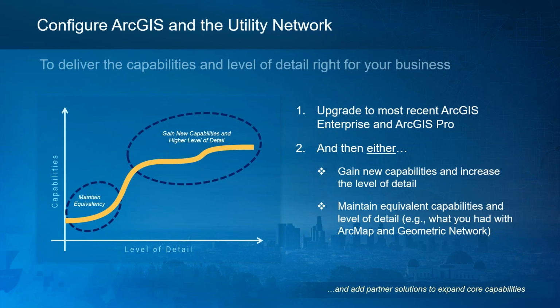And then either gain new capabilities and increase the level of detail, like what we've shown, or it's possible just to maintain the equivalent capabilities and level of detail that you had with the geometric network and ArcMap, and just take advantage of some of the additional capabilities of ArcGIS Pro, and then gradually increase capabilities and detail as the organizational needs see fit. And also really encourage people to look at partner solutions that will add and expand the core capabilities of the utility network.